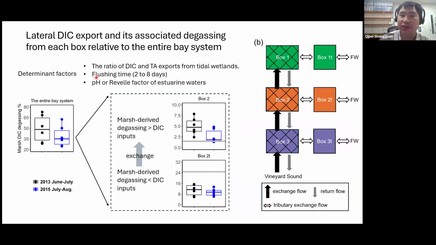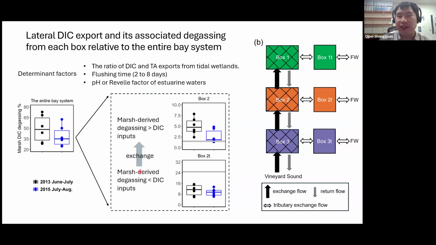The third factor is the pH or Revelle factor of the estuarine waters. If it's very high pH, let's say it has lots of carbonate, the carbonate can neutralize the CO2 formed and help with the transport. Generally, for the entire bay, we found that 50% of the DIC is lost into the atmosphere. And this changed quite a lot among different days because of the estuarine dynamics.